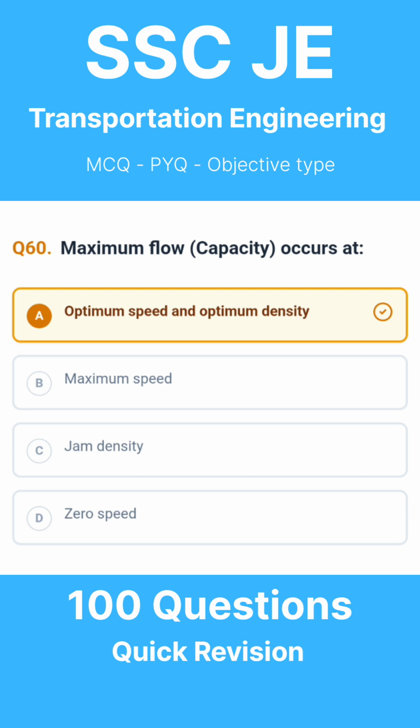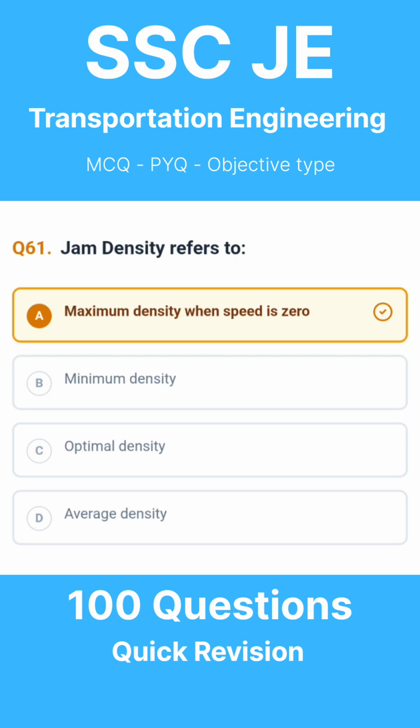Question 60. Maximum flow capacity occurs at. The correct answer is optimum speed and optimum density. Question 61. Jam density refers to. The correct answer is maximum density when speed is 0.